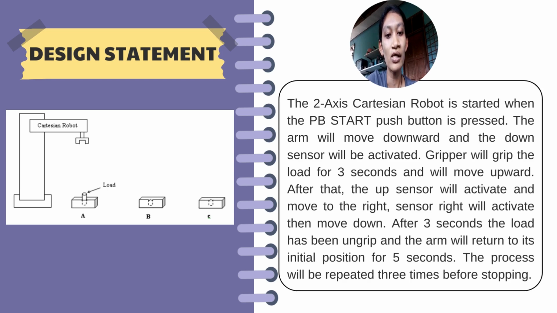Sensor right will active, then move down. After 3 seconds, the load has been ungripped and the arm will return to its initial position for 5 seconds. The process will be repeated 3 times before stopping.